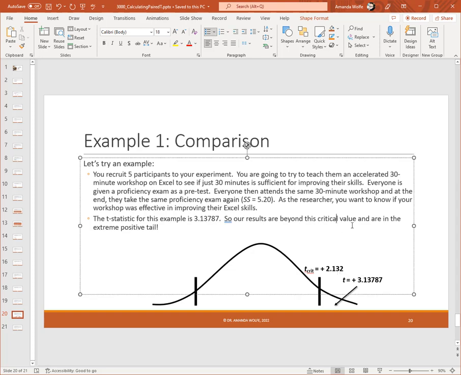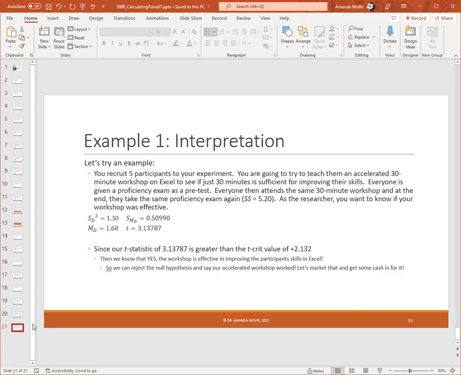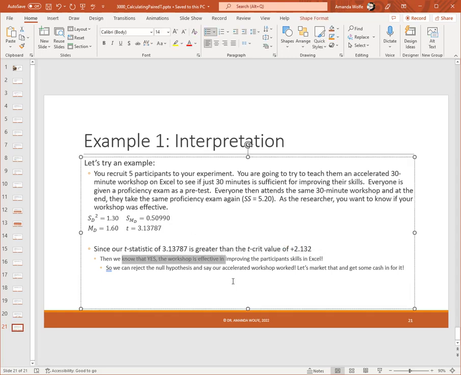Since our t observed is larger than our t critical, it is in fact in that extreme positive tail. That means it is statistically significant. So when we go to interpret that, we can say that yes, we can support our alternative hypothesis and reject our null. The workshop is effective in improving the participants' Excel skills.